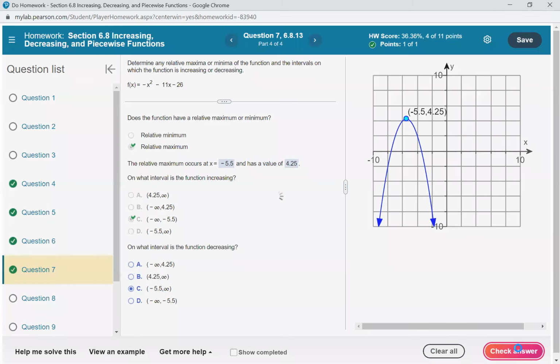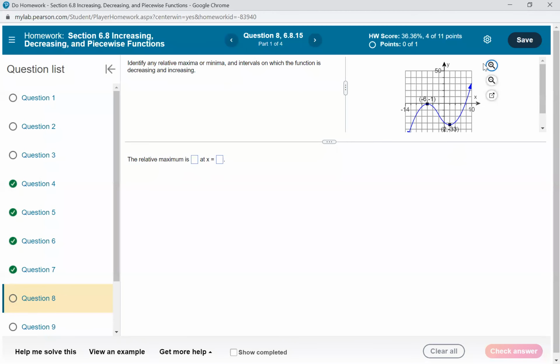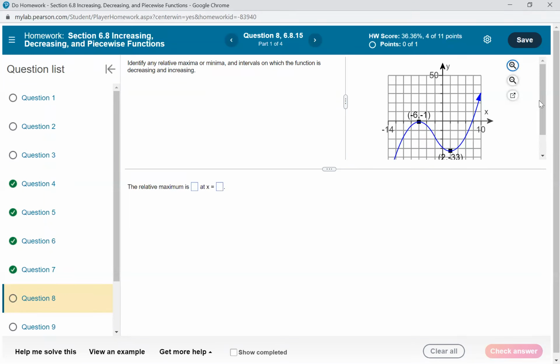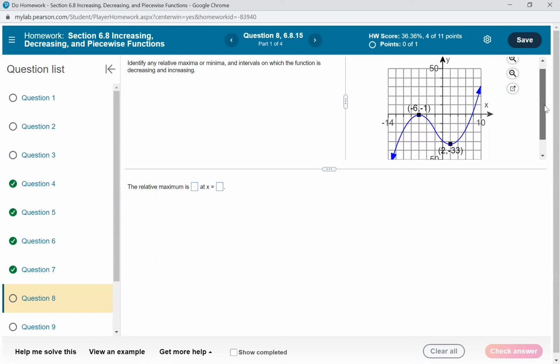Now, this next question, let me make this a little larger. All right, now I'm going to pull it down just a little bit so we can see that. All righty. Notice this one has a relative maximum where the little hump is on the left side. And we're seeing that (-6, -1). That's a little maximum for that hump. But then look, we got a little valley down here. And they're telling me the little valley's point is (2, -33).